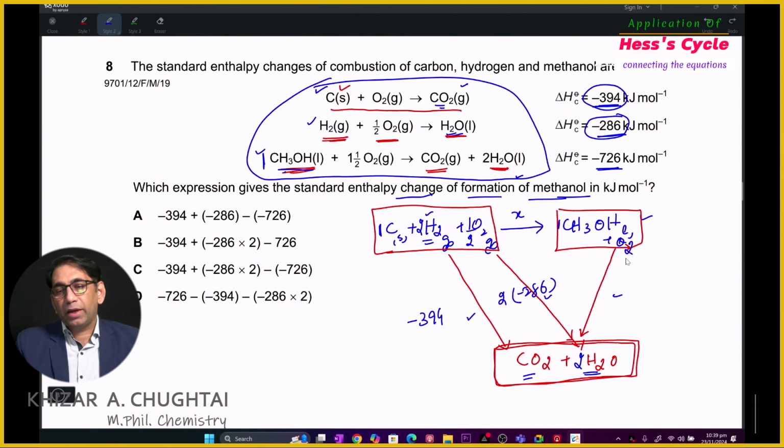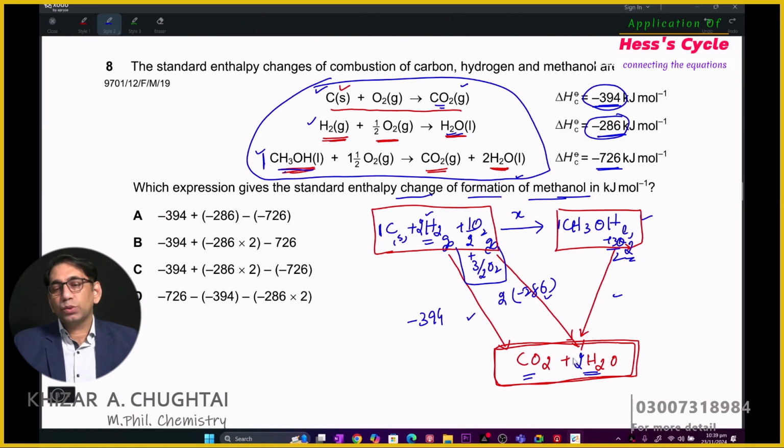I will have to add some more oxygen for the sake of balancing. Total oxygen must be equal to 4. 2 oxygen to oxygen 4. 1 is over here, so 3 by 2 mole of oxygen will be added over here. Same is the case, 3 by 2 O2 will also be added into this box for the sake of balancing all the route. So all boxes are now balanced to each other.